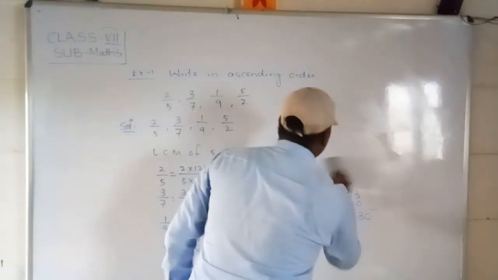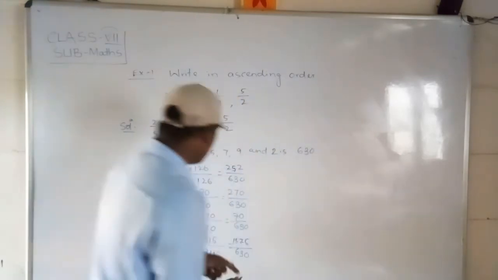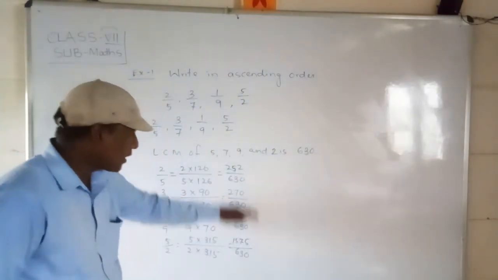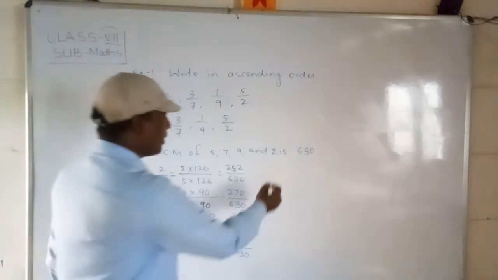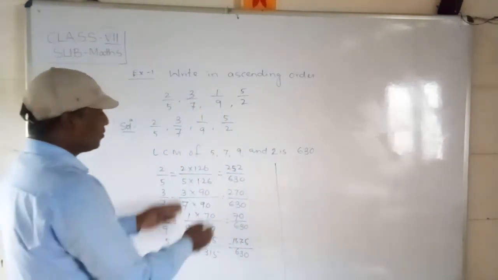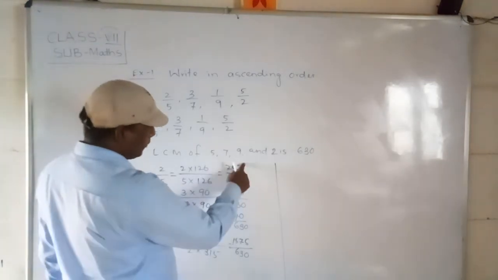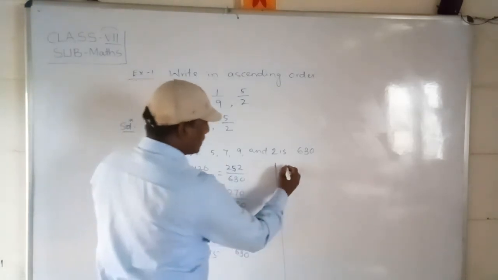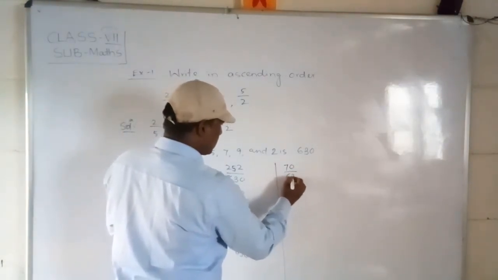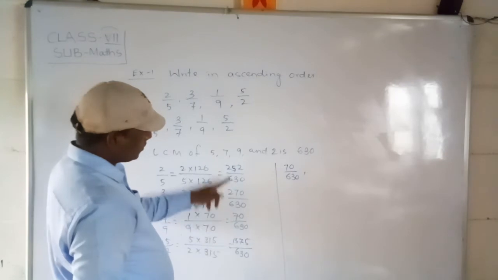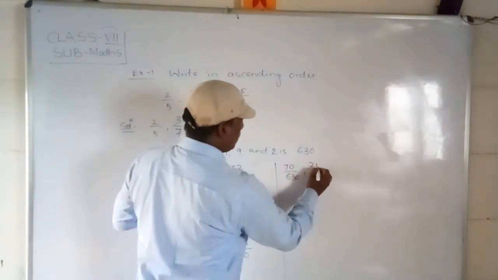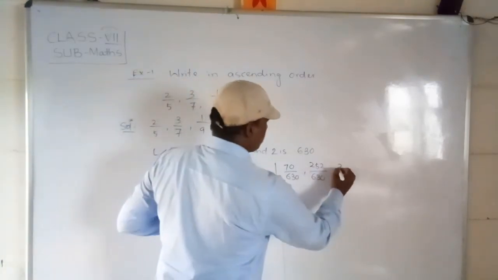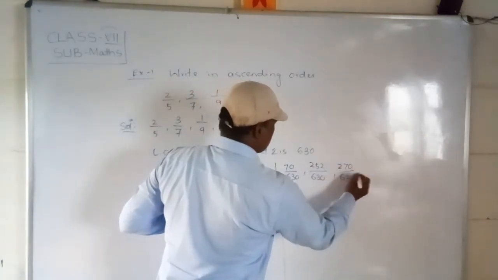Observe friends, now we have got all the denominators. You should see here 630, 630, 630, 630. So all of the denominators are the same. Now we have to check which number is greater and which is smaller. First of all, 252 and 70: 70 is the smallest number among these. So first write 70 by 630, comma, then 252 by 630, comma, next 270 by 630, next 1575 by 630.